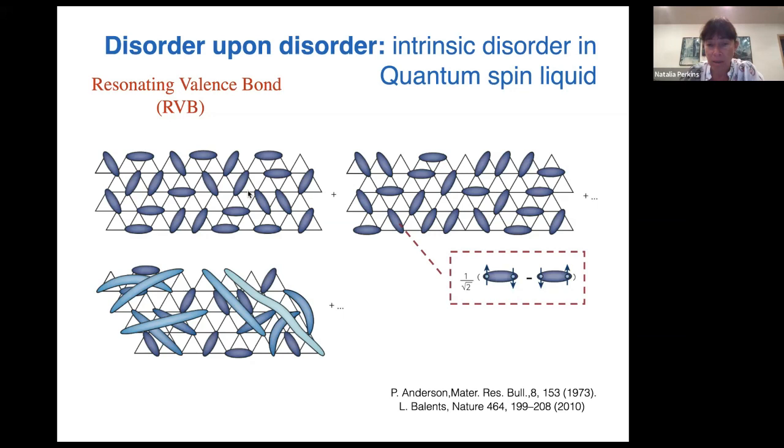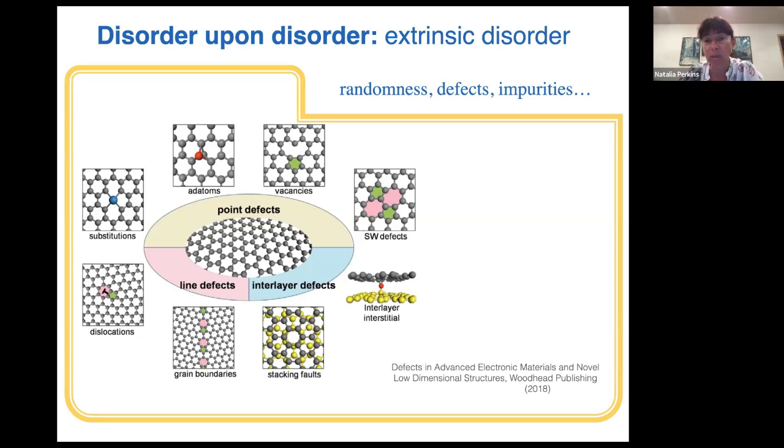Once we try to realize any state of matter in real materials, we always meet with some extrinsic disorder. And this extrinsic disorder can come in all possible forms. It can come in the form of vacancies, some defects. It can be dislocations, some domain walls, whatever. So it's just many, many different types of defects. And the question which we will try to answer in this talk is, when these two types of disorder meet, what happens? And as I said, the playground which we are going to use is the Kitaev spin liquid.